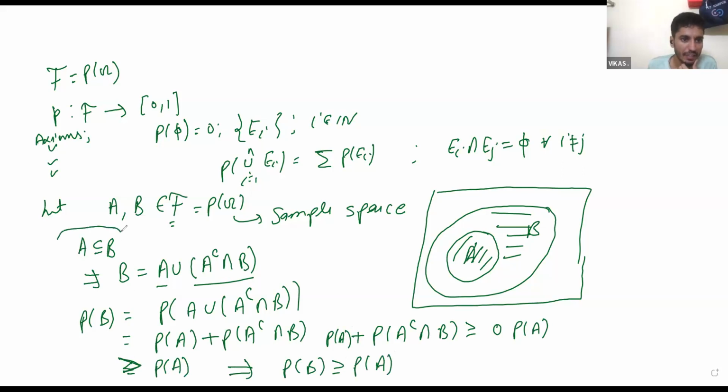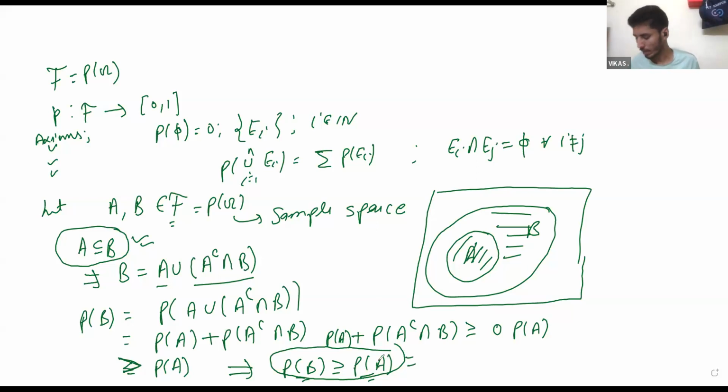So if A is a subset of B, then probability of A will be less than or equal to probability of B. You have to keep clear in your mind that these are sets, so I am using the notation A subset of B, and these are real numbers, so I am using inequality: the probability of A is less than or equal to that of B. This is known as monotonicity.